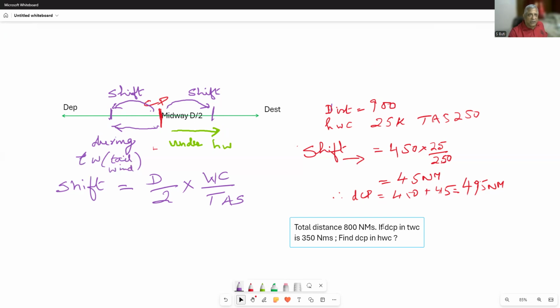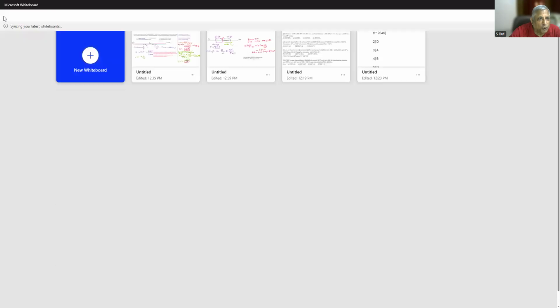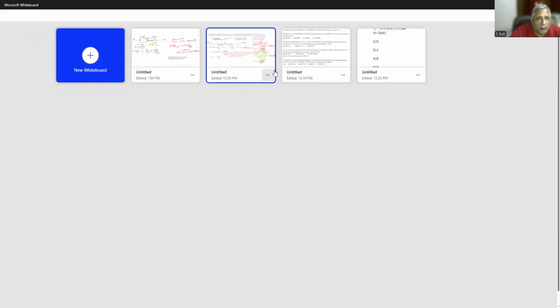Good, well done. And I'm not going into the theory in this lesson, that if headwind increases, what will happen to CP, or tailwind increases, or if the TAS changes. That I will be covering in theory lessons. Right now, we are doing the numericals in this series. And let me give you a few numericals for your practice.